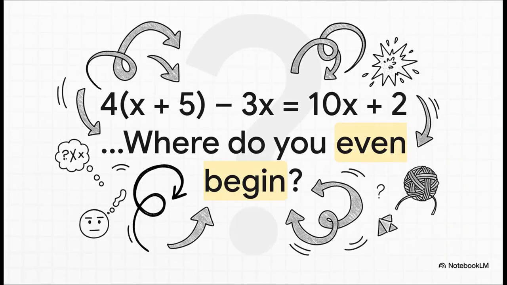You look at something like this, right? And your brain just kind of freezes for a second. You've got parentheses, variables on both sides of the equal sign. I mean, where do you even start? It looks like a total mess. But trust me, stick with me for a bit, because we're going to build a step-by-step guide that makes a problem like this feel completely doable.